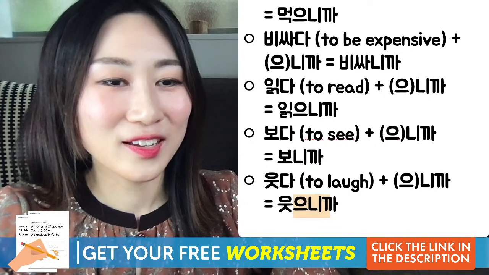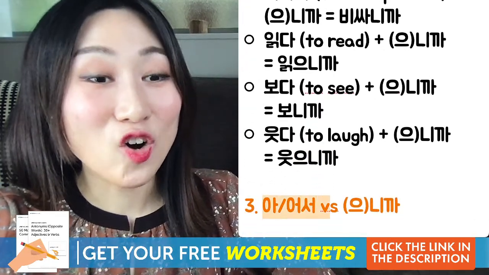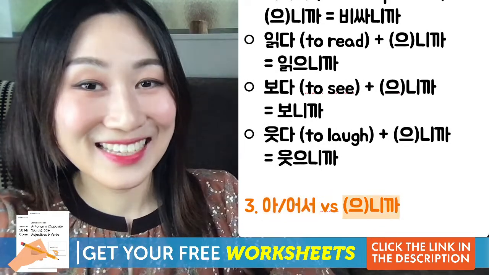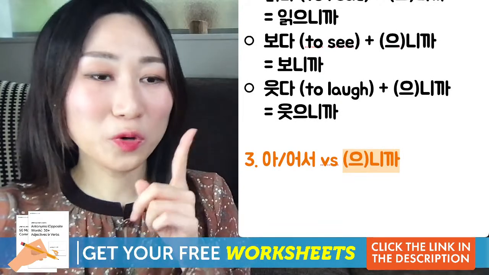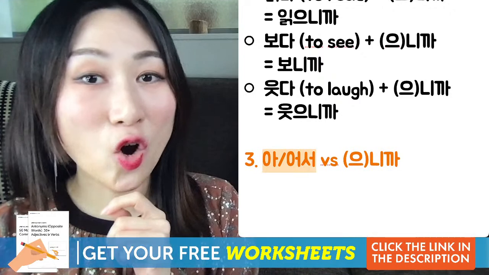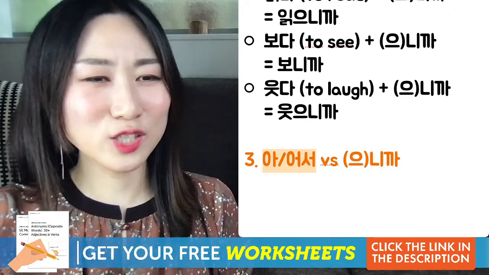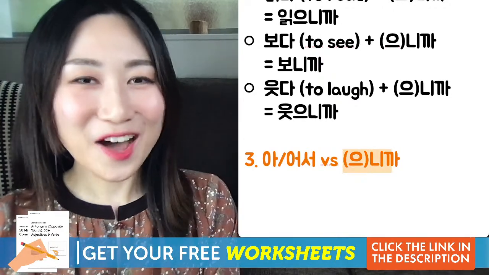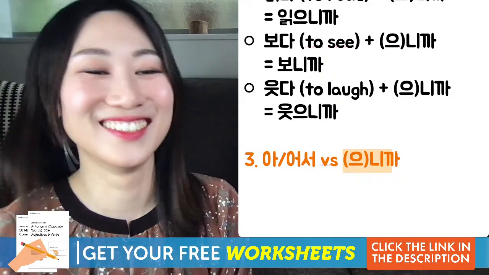So let me explain about this. 아어서 and 으니까. If you followed my lesson, you probably remember 아어서. Teacher, you said 아어서 also means because. And this one is because. How can I distinguish? Which one should I use?